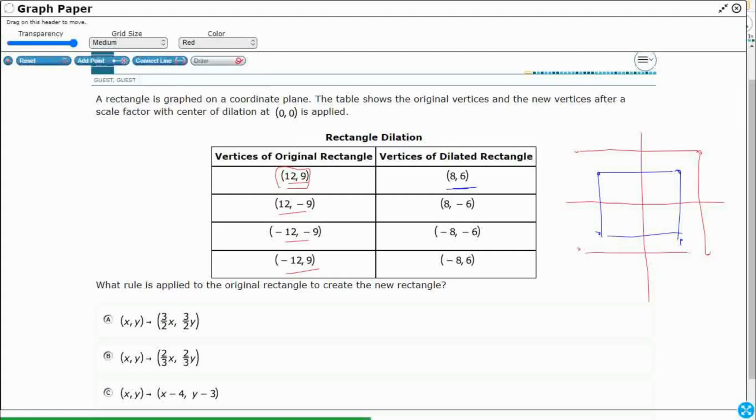So what is the rule? Okay, so this XY right here is the original, and the dilated rectangle, that's supposed to be this part over here.